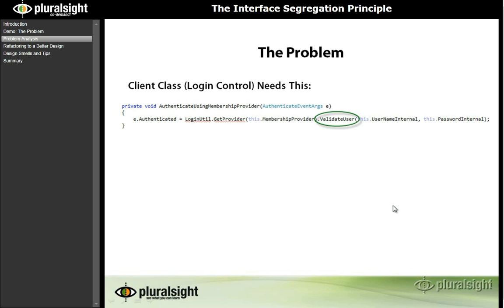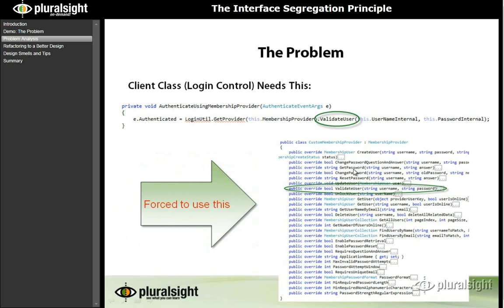So the problem is that we have a client class like the login control that needs simply the validate user method of the membership provider, but unfortunately it's being forced to use this massive membership provider API, this fat interface that has one thing it needs and 30 things that it doesn't need.